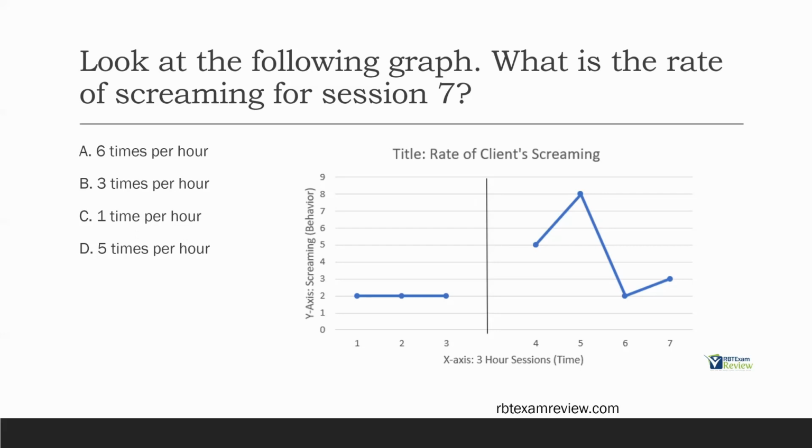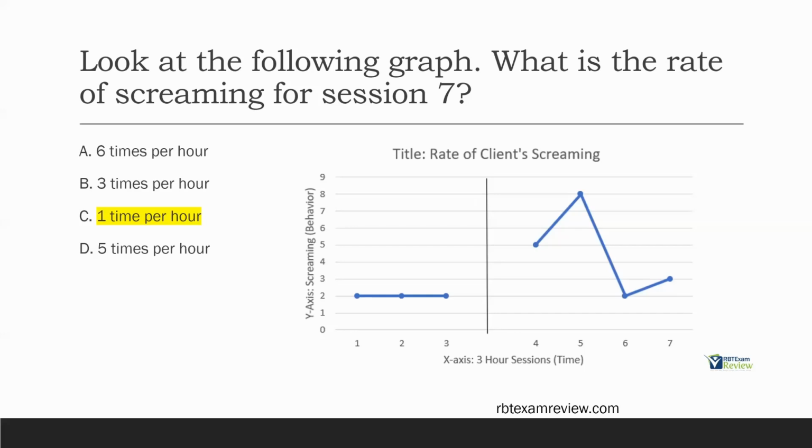What is the rate? Well, 3 times per 3 hours. So is it 6 times per hour, 3 times per hour, 1 time per hour, or 5 times per hour? That is going to give us 1 time per hour. Screaming happened 3 times over a 3-hour session. Our rate is frequency over time. So 3 over 3 hours comes out to 1 time per hour.